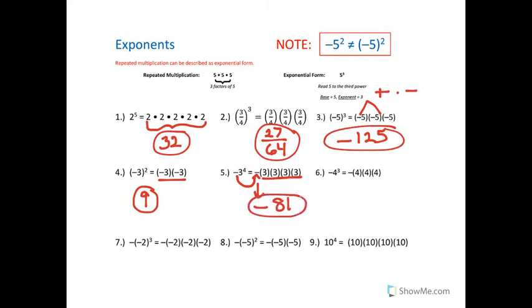-4, 3 is odd. It really doesn't matter if it's inside parentheses or not, but kind of follow the pattern. Write this down first, and then 4 times 4 times 4 is 64. So it's -64. We're going to get a little fancy here.